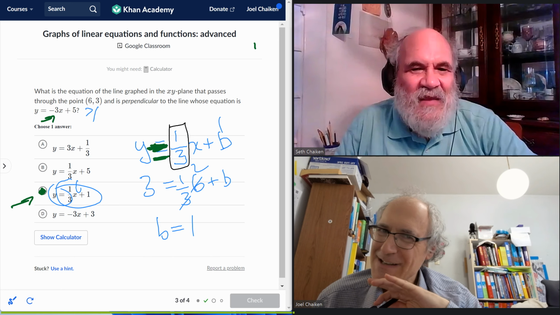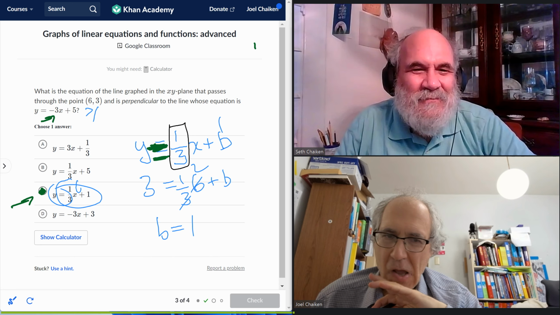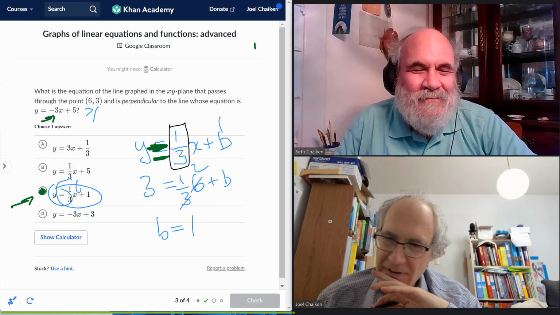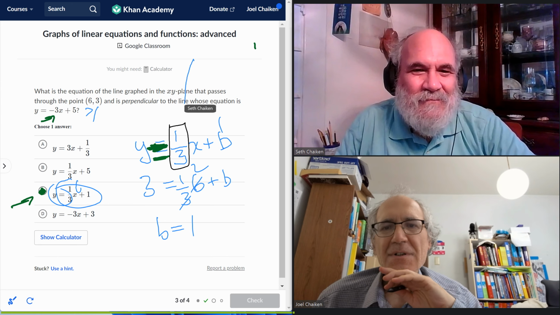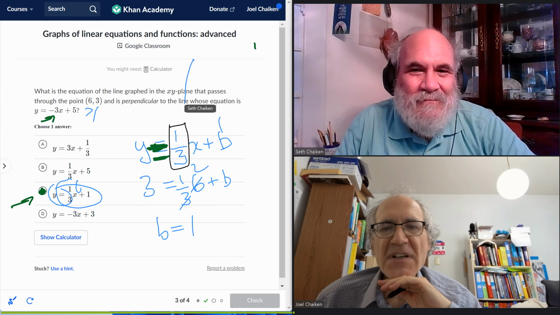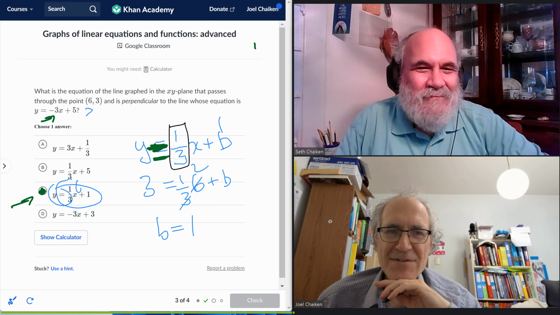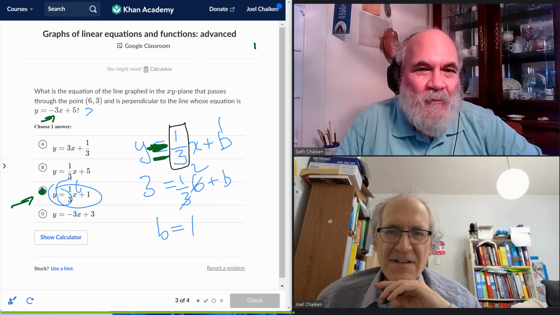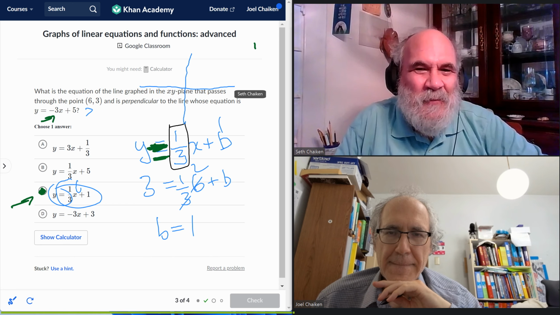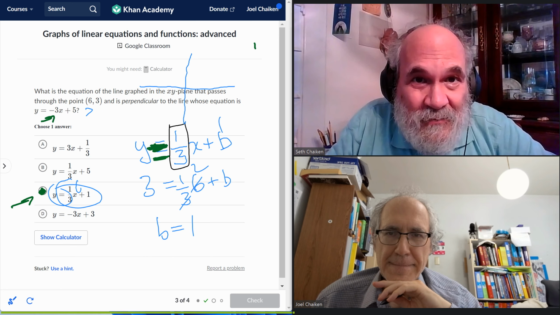Why is it negative reciprocal? Why is it the negative reciprocal? Good question. I can't really say because it is, right? That's not a good enough answer. No, that's not a good enough answer. Well, here's a here axes. I'm going to use a.